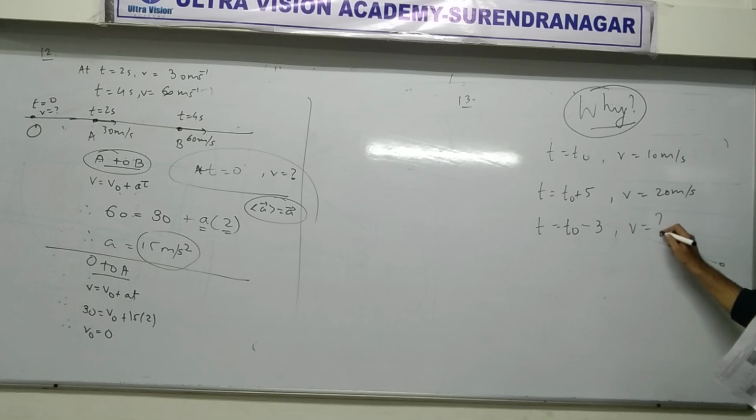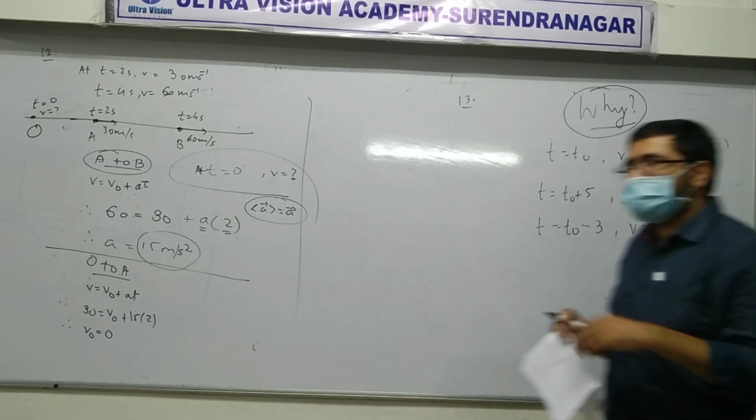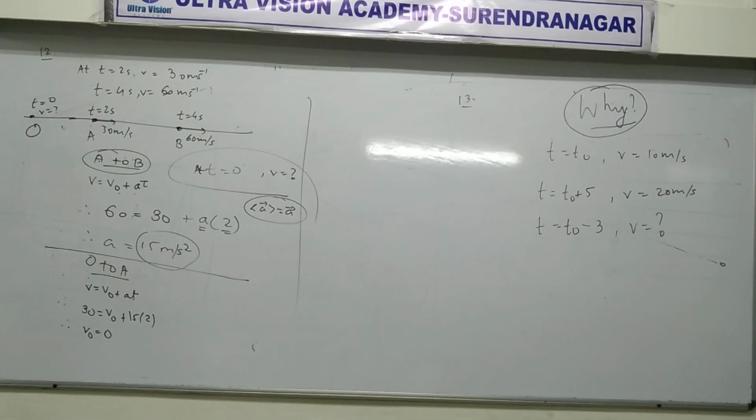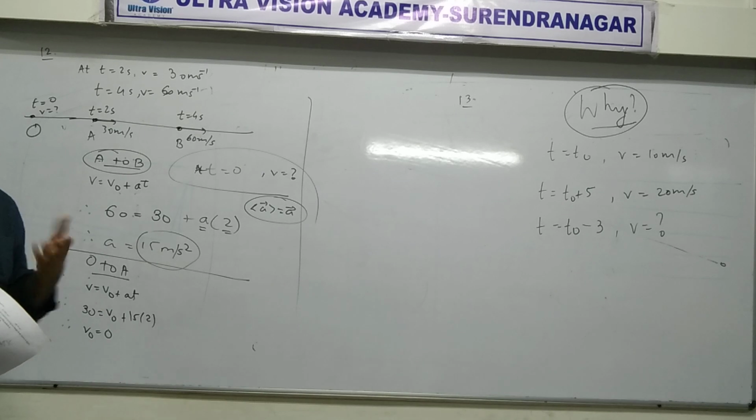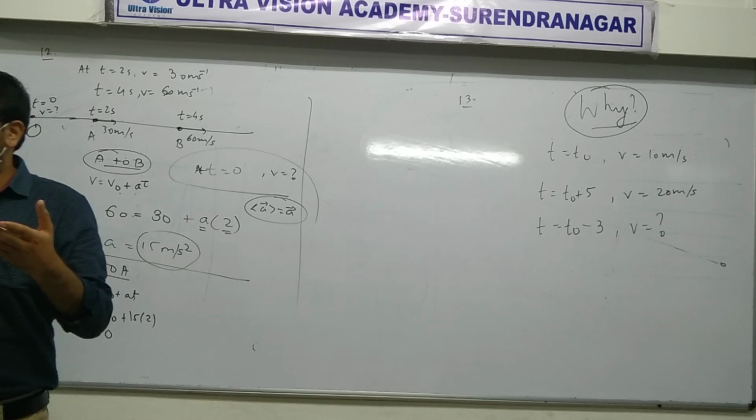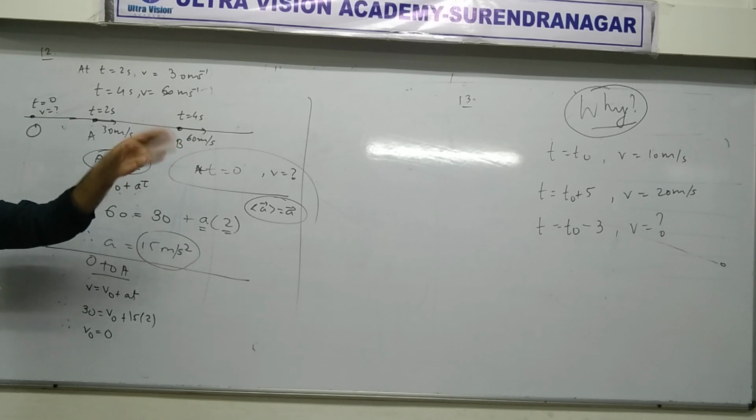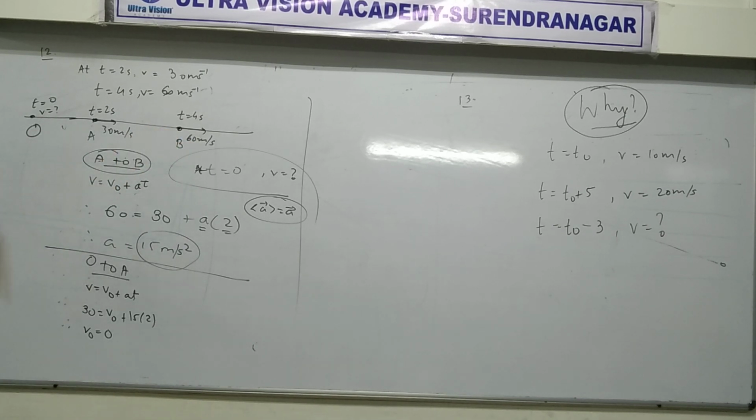How much is the velocity? 4 meter per second. Okay. Done? Others? Same as something, only the value changed. Method is exactly the same.